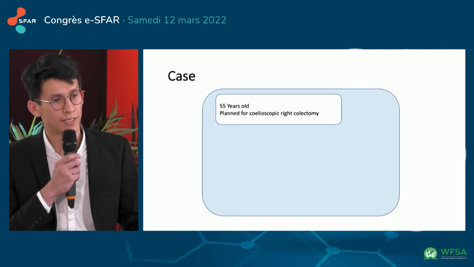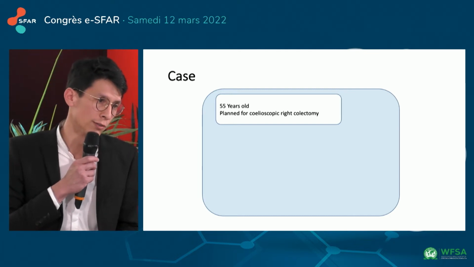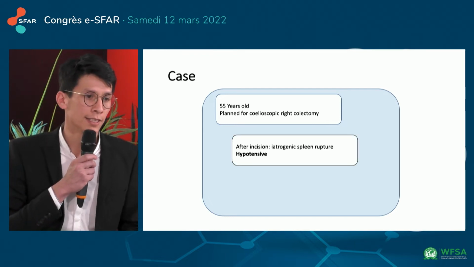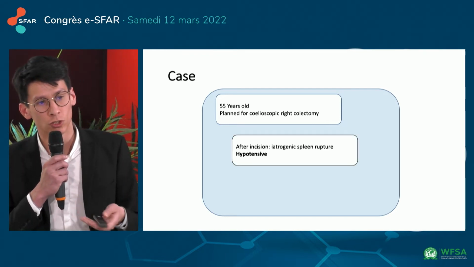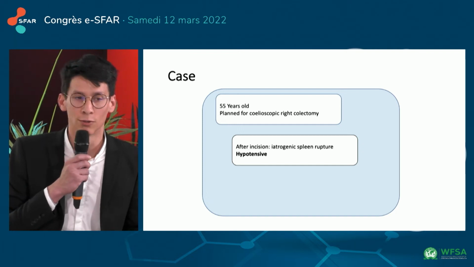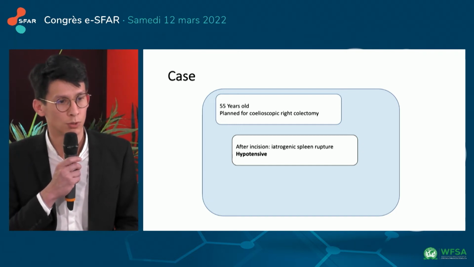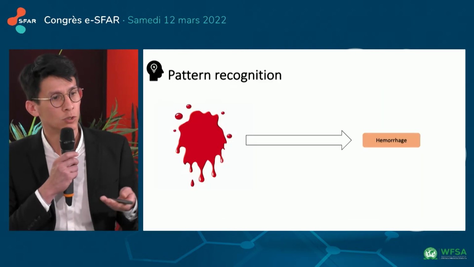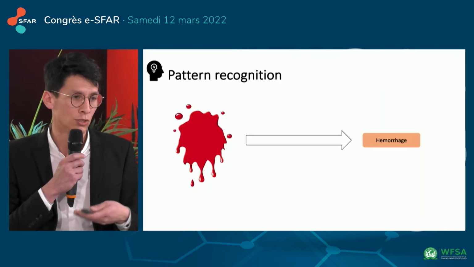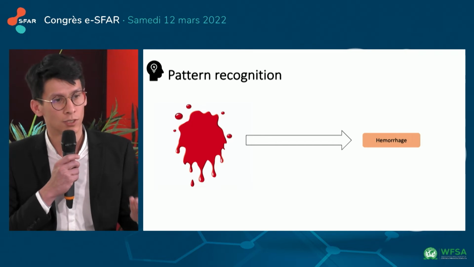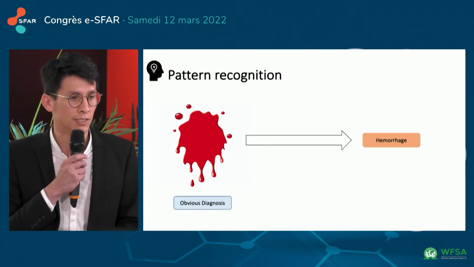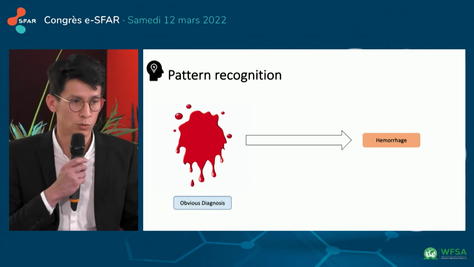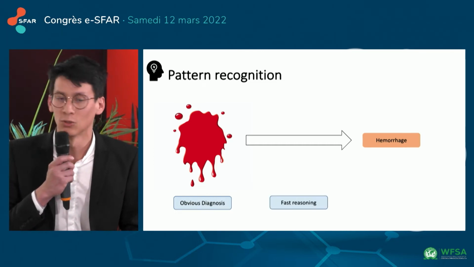So let's go to the bedside with a 55-year-old man without relevant medical history planned for celioscopic right colectomy. And let's say just after incision, the surgeon hits the spleen, so you have a massive bleeding and a major hypotension. So how do we reason in this situation? In this situation, the reasoning we apply is called pattern recognition reasoning. So basically, we see blood, we see hypotension, we say, oh, I know what this situation is. It's hemorrhagic shock, so that's an easy one.